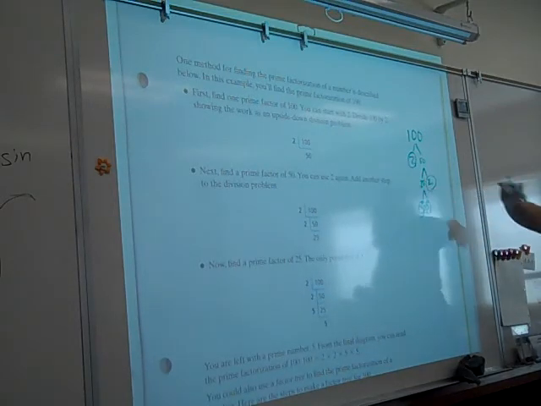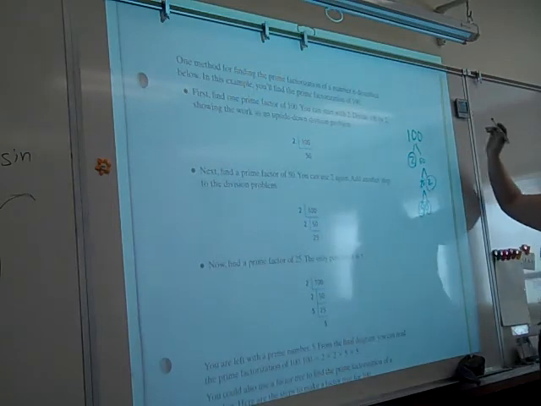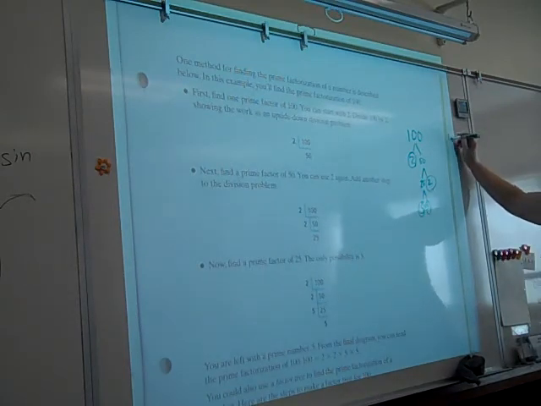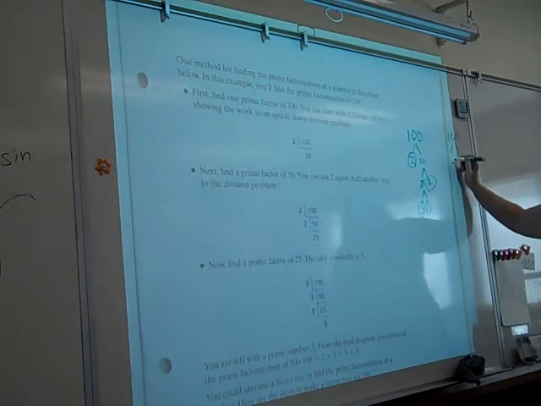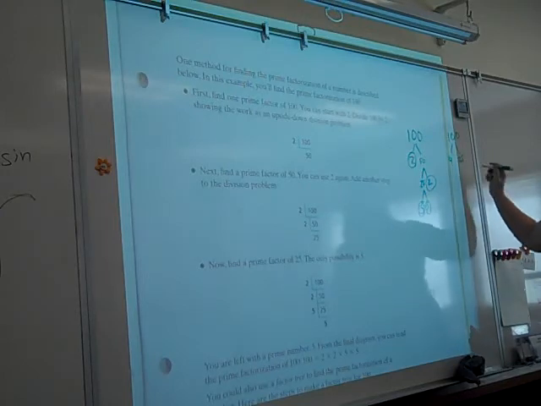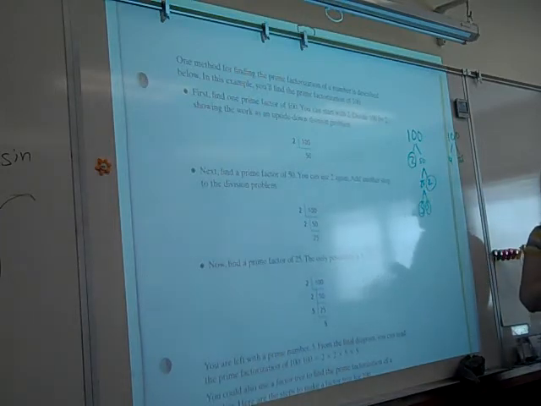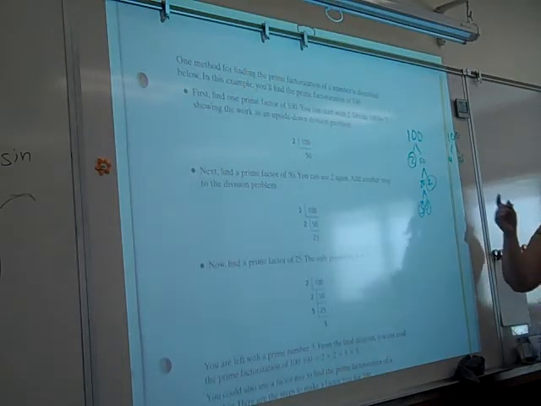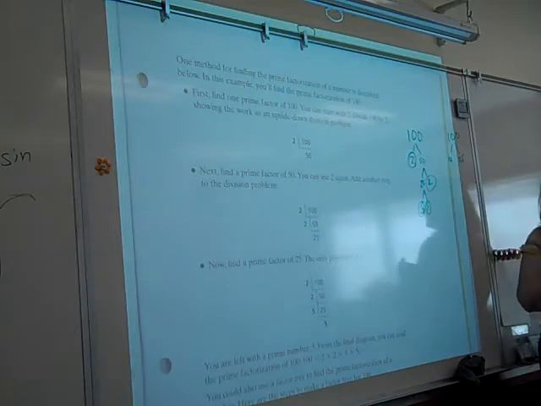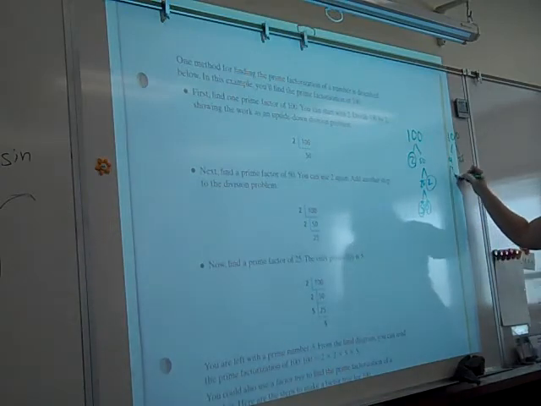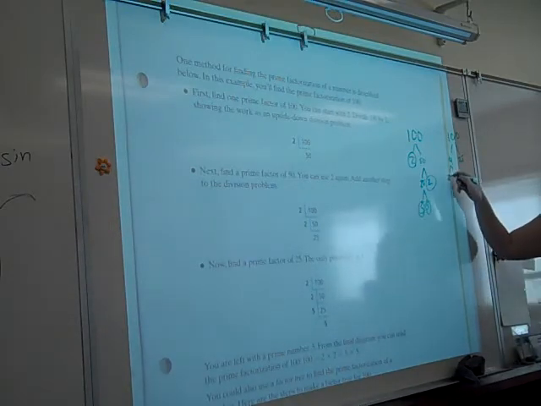Yay! Now, what if we had decided instead of doing 2 times 50, what if we had decided to do 4 times 25? Would it work? Well, let's see. Is 4 prime? No, so that means we need to keep going. And what are we going to end up with? 2 times 2.